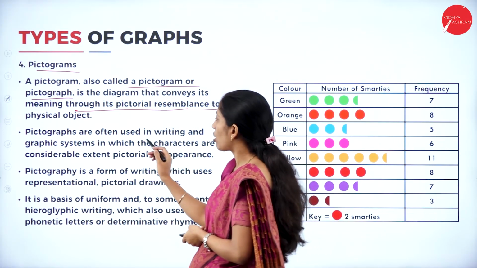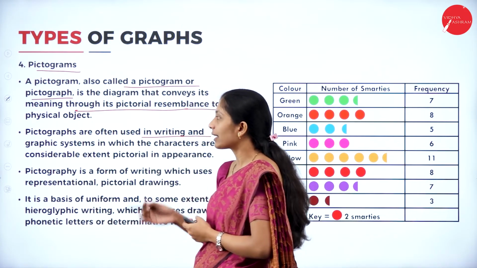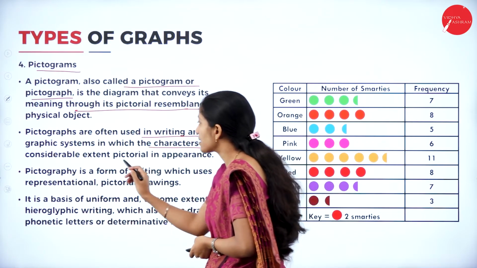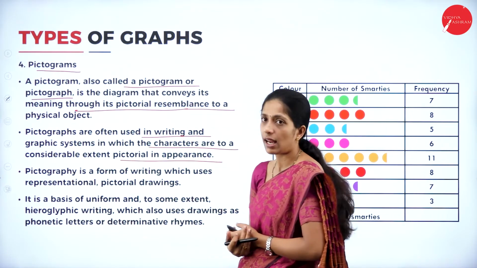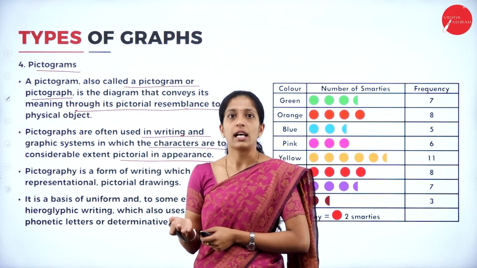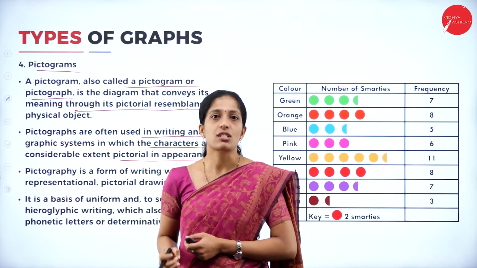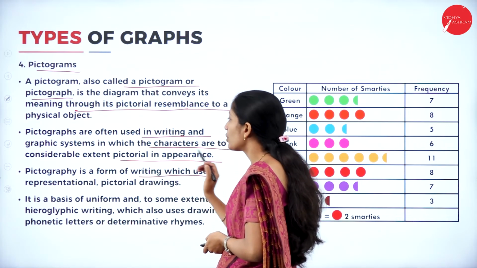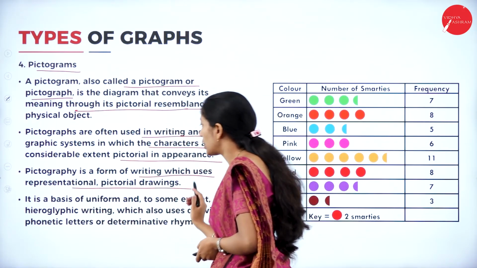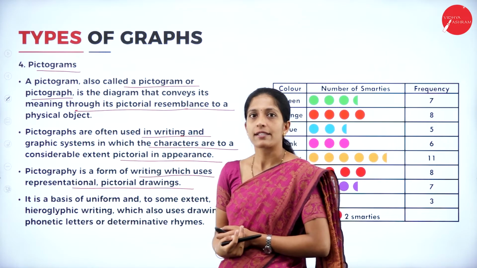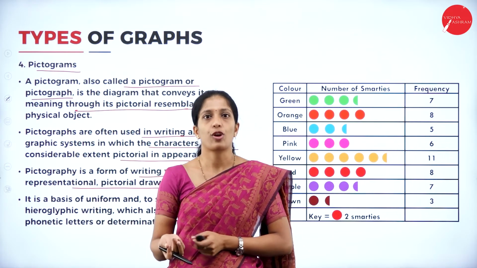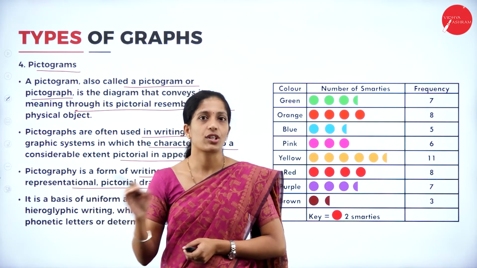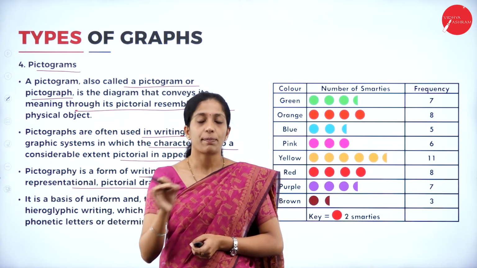Pictographs are often used in writing and graphic systems in which the characters are considered pictorial in appearance. So based on the real picture, the pictures will be represented here. Pictography is a form of writing which uses representational pictorial drawings. As I have already told you, if it is an aeroplane, then the aeroplane picture will be there. If it is a bicycle, a bicycle picture will be there. If it is a car, a car picture will be there.